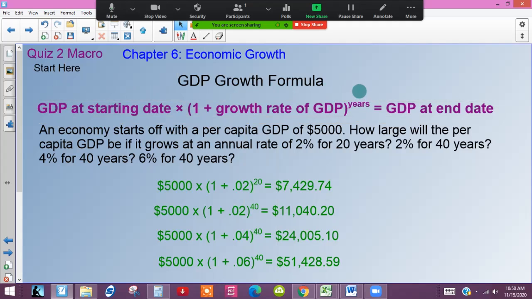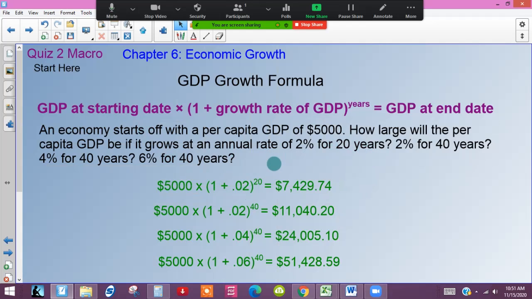So if we take a GDP per capita of $5,000, we put that right here, right? The GDP at the start. We multiply that by 1 plus the rate of growth, or the annual rate, which the problem gives us at 2%. So we write that in decimal form, 0.02, and we raise that expression to the power of 20, since it's asking us for 20 years.